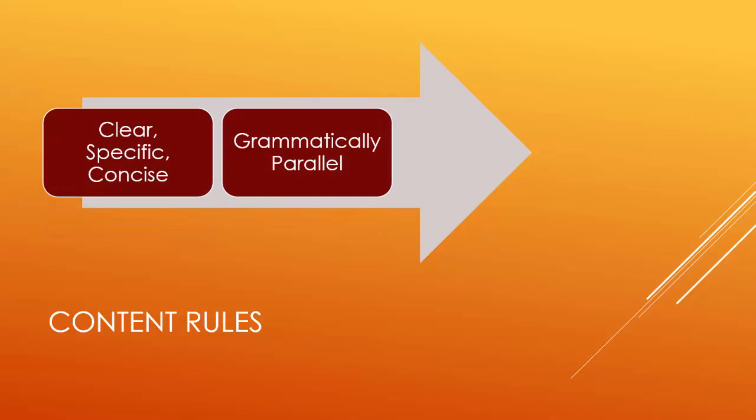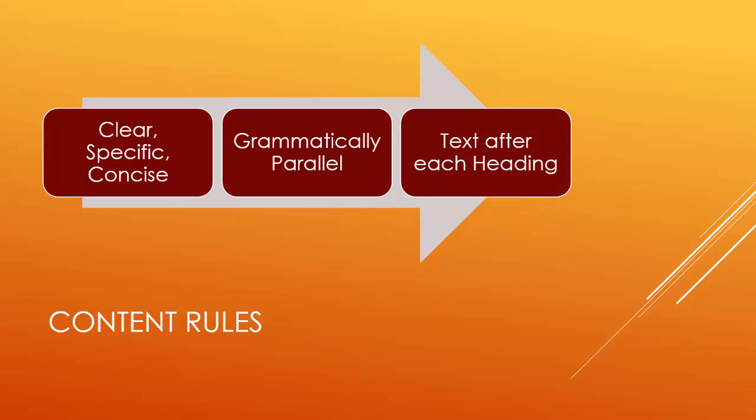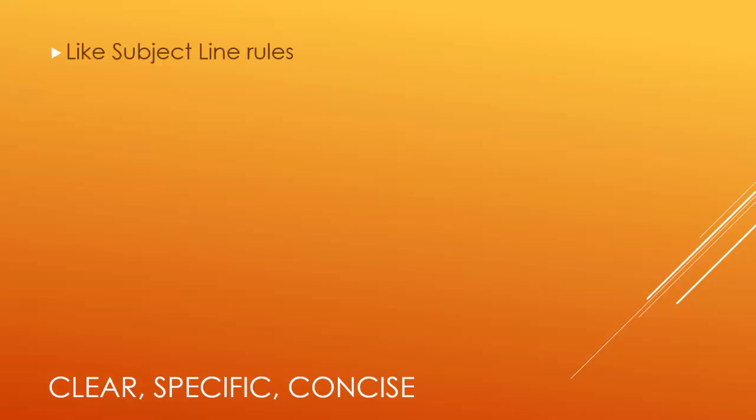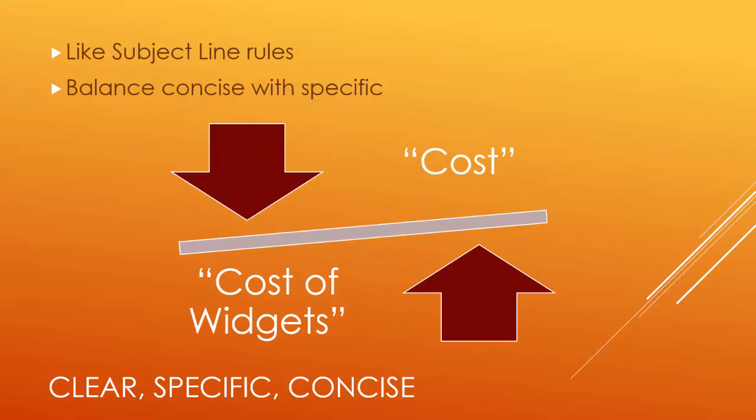There are three basic rules for the content of headings. They must be concise, specific, and clear. They must be grammatically parallel, and every heading must be followed by text. Like subject lines, the heading should connect very specifically to the function or content of the section. The heading should be as concise as possible, but not so concise that the heading is no longer specific. For example, cost is very concise, but is likely not specific enough to tell the reader what the section says about cost. For example, the cost of what?